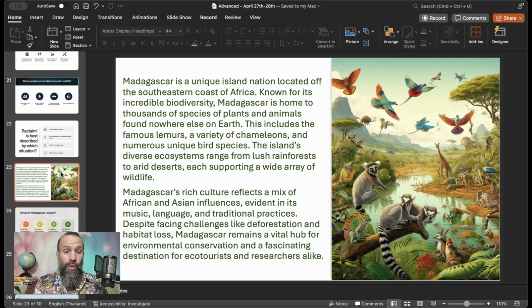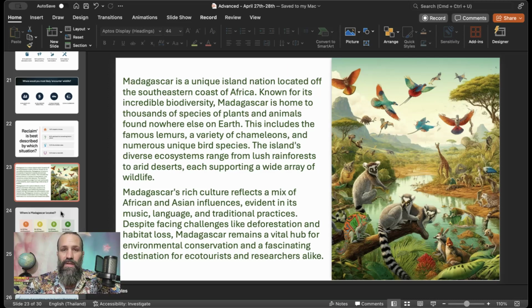Madagascar's rich culture reflects a mix of African and Asian influences, evident in its music, language, and traditional practices. Despite facing challenges like deforestation and habitat loss, Madagascar remains a vital hub for environmental conservation and a fascinating destination for ecotourists and researchers alike.